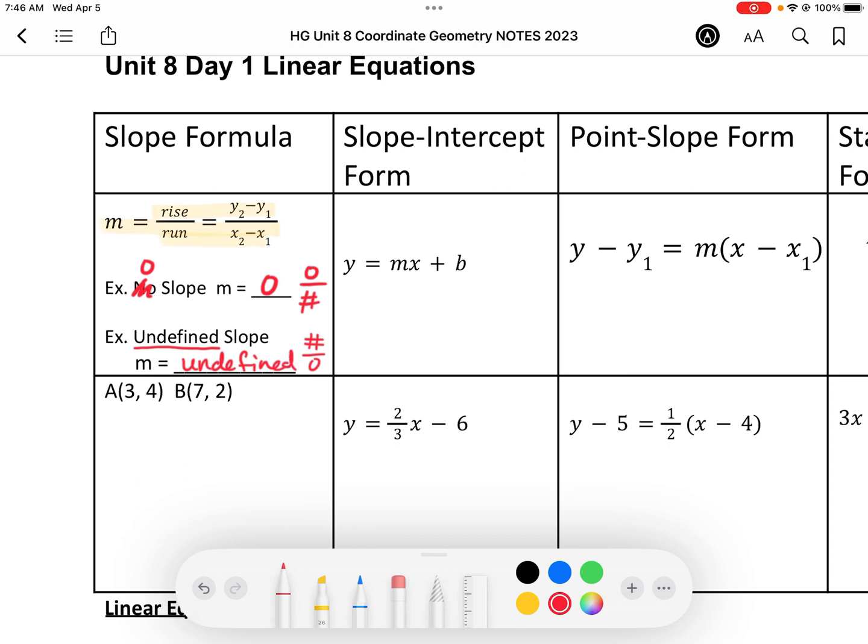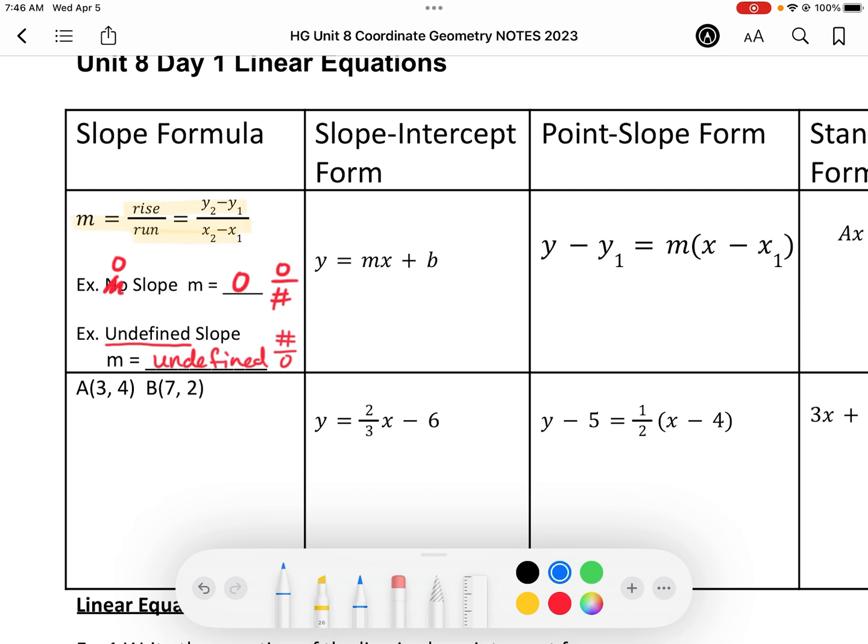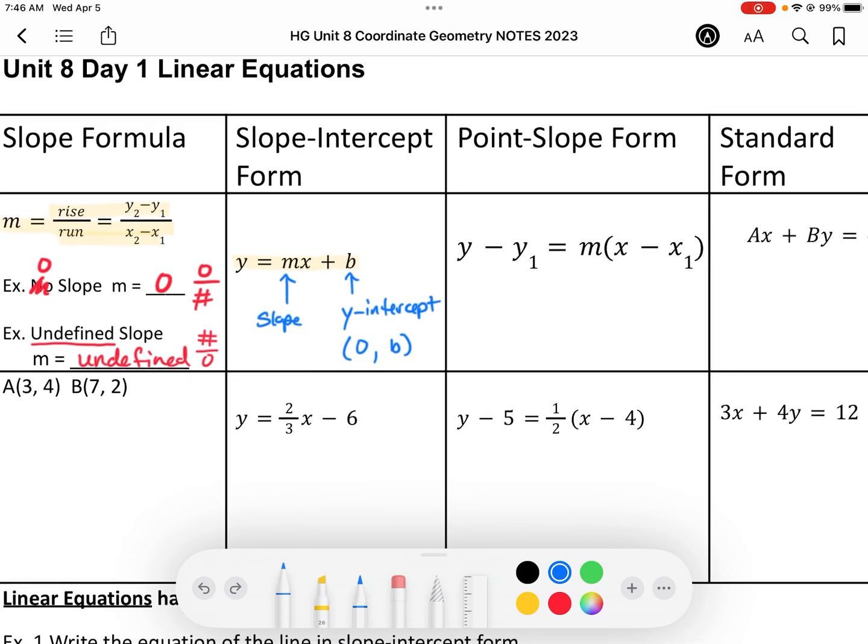And when we identify our slope-intercept form then, we have an equation in this form where this m represents your slope and this b represents the y-intercept, which the y-intercept is always whatever y value we have when x is 0. And that makes sense. If I put in 0 for x here, that whole term goes to 0, and the only thing left that y could equal is whatever b is. So that's your y-intercept.